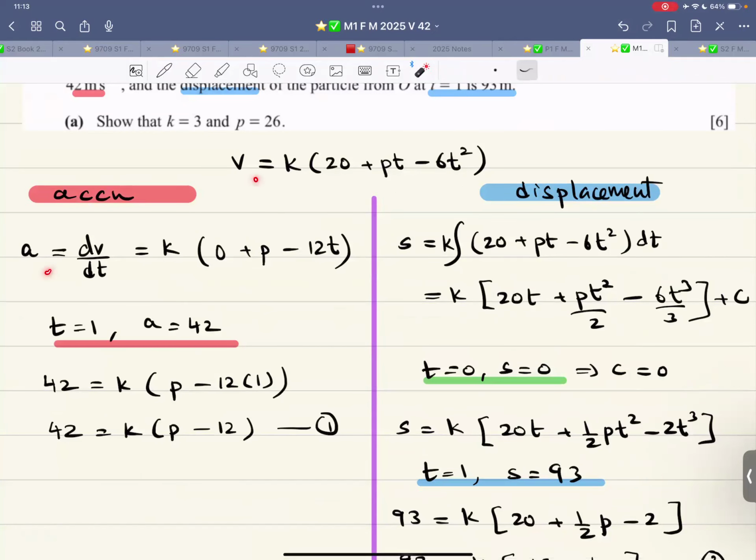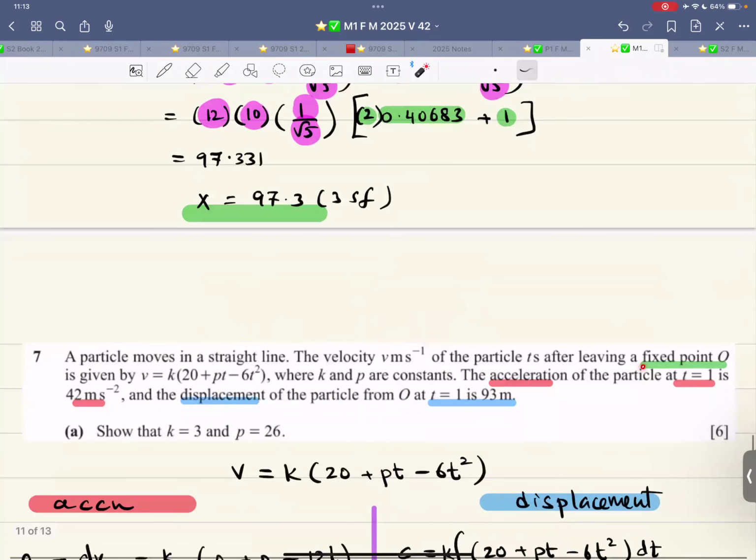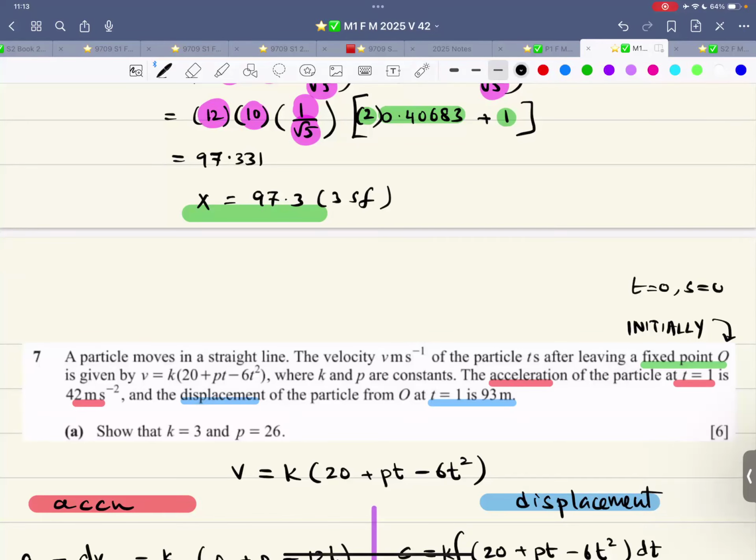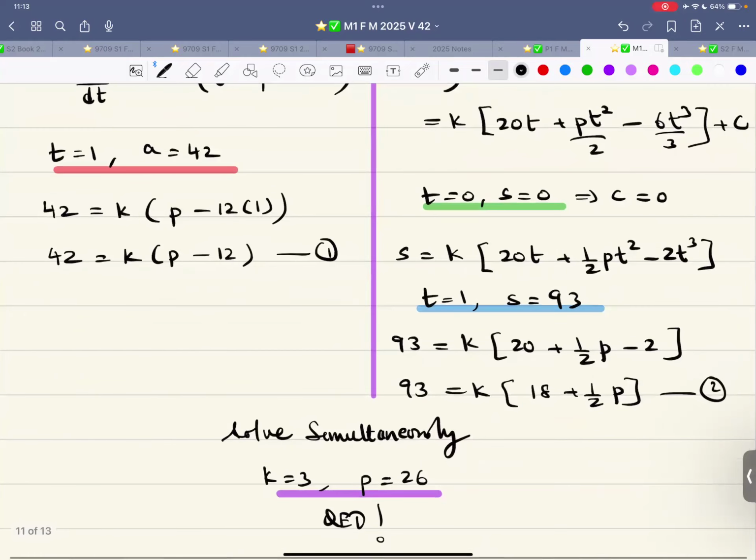Got it? So now what do we do? We differentiate velocity. We get this thing. Plug in t is 1, a is 42. You get equation number 1. Integrate the velocity equation. You get a plus c. How do you evaluate c? From this green information. The velocity of the particle after leaving a fixed point O. That means initially the particle was at O, therefore t is 0, s is 0. That is how you get it. So therefore, the value of c is coming out to be 0. So c is gone. So now rewrite the equation.